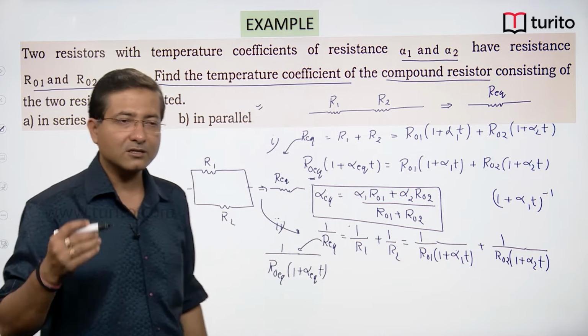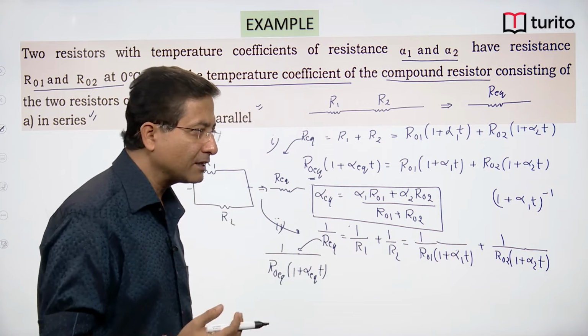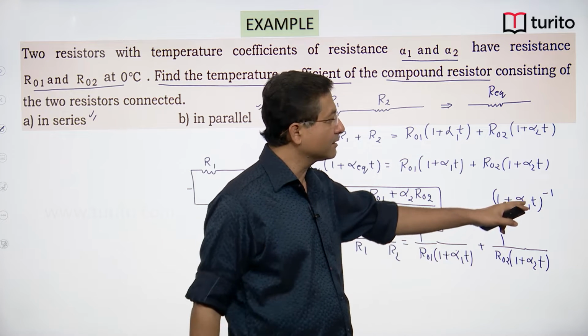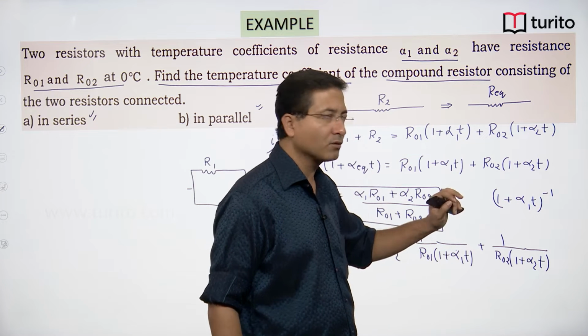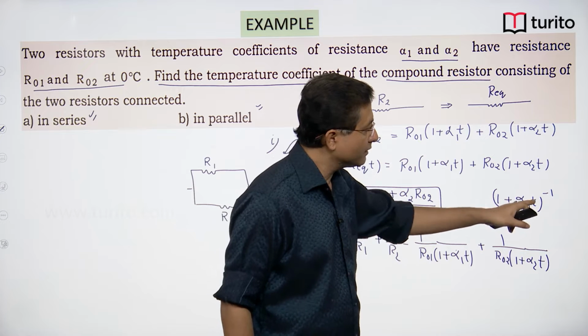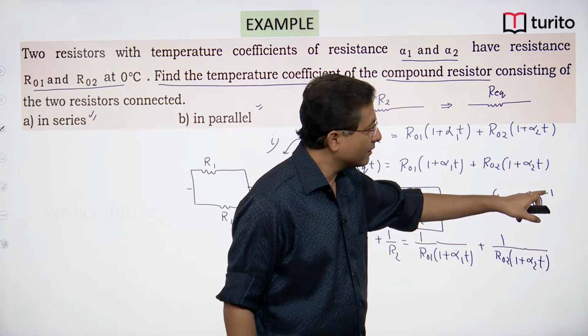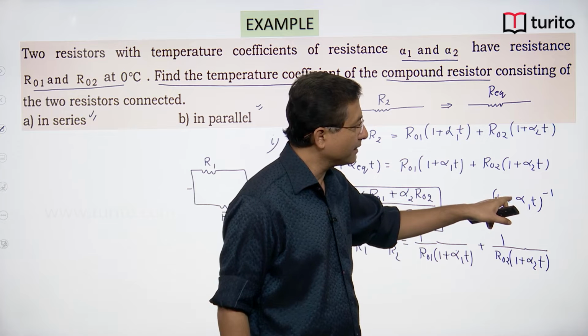As alpha is very small, the alpha value will be 10 to the minus 3, minus 4, very small as compared to 1, and temperature hardly will be changing, 10 degree centigrade, 20 degree centigrade. So this value will be very small as compared to 1. So if this value is very small as compared to 1, I can use the binomial approximation and bring this power in the front. So this will become minus, right.